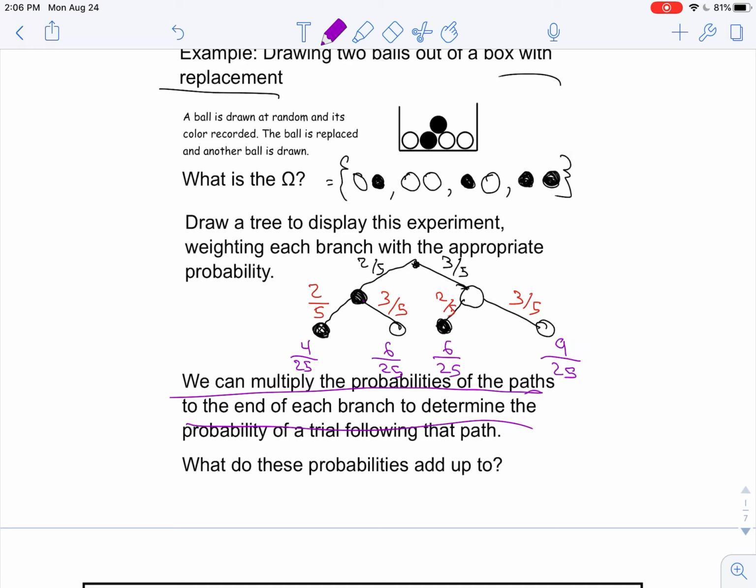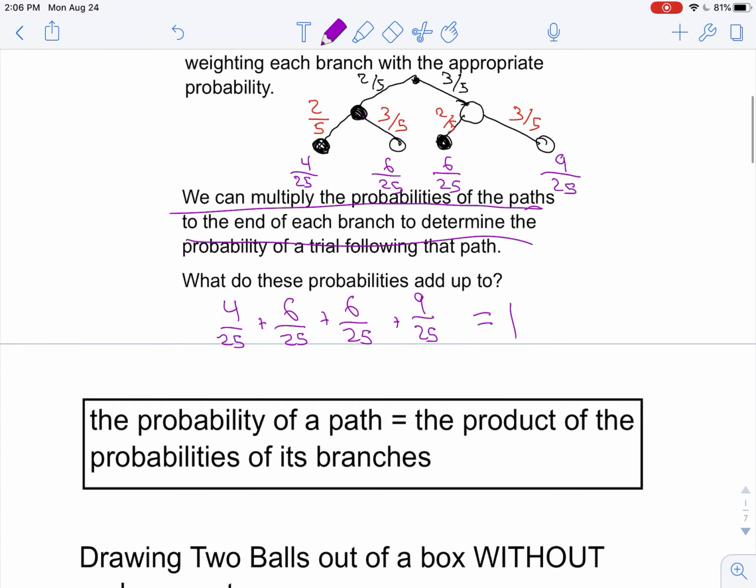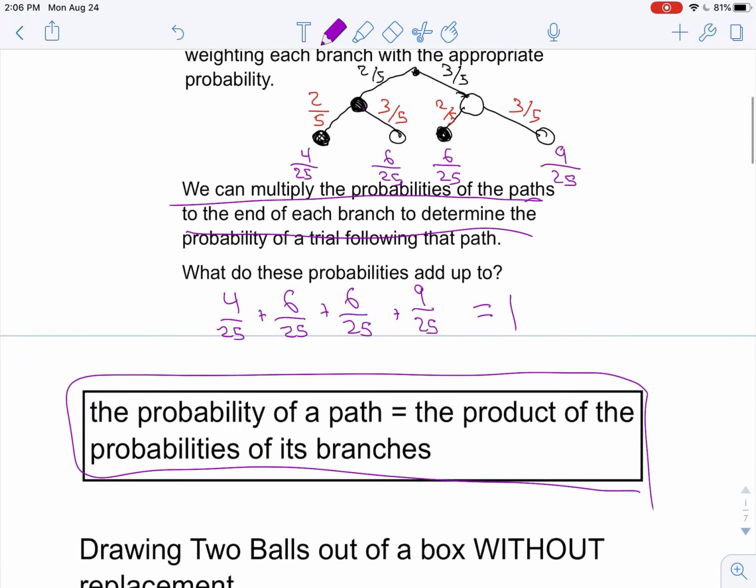And finally, the probability of both of them being white is going to be 9/25. When you add these together, you should see that they add up to 1. That's relatively simple mathematics with fractions, right? If all of the events' probabilities don't add up to 1, I have a problem. It means I'm overcounting something, or not doing my math correctly, or I'm leaving something out. The probability of a path is simply the product of the probabilities of its branches. That's what you should take away from that.